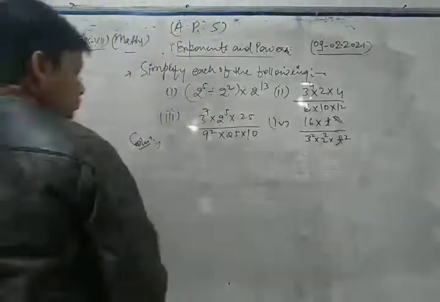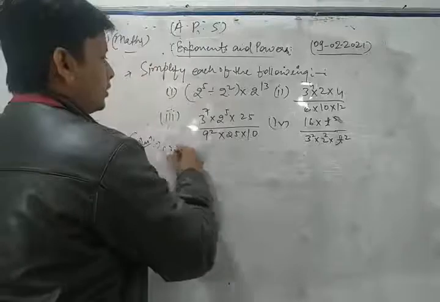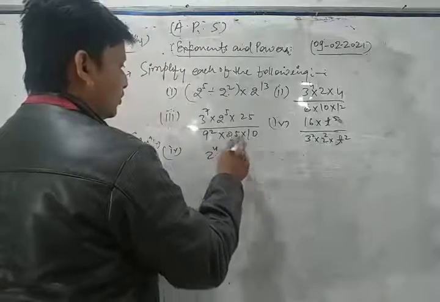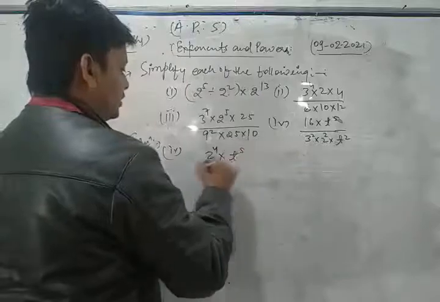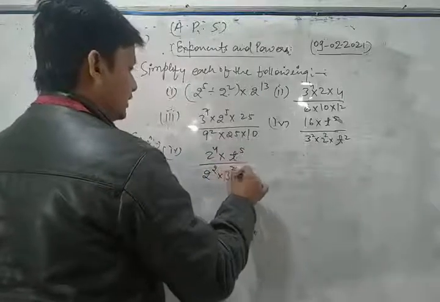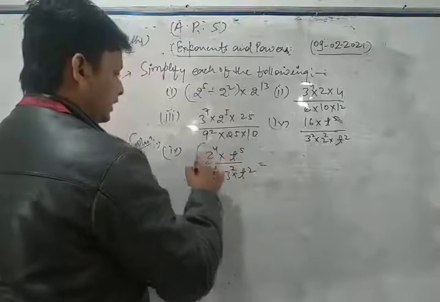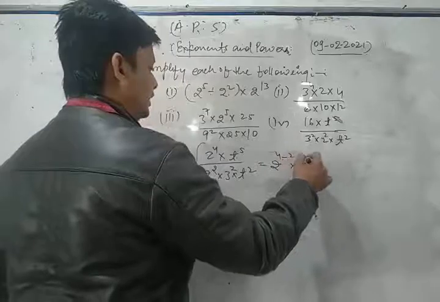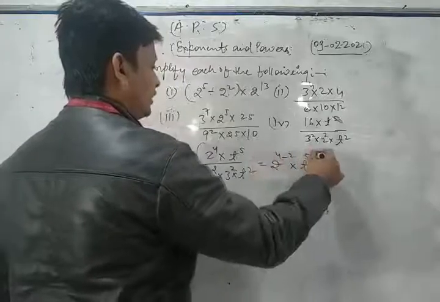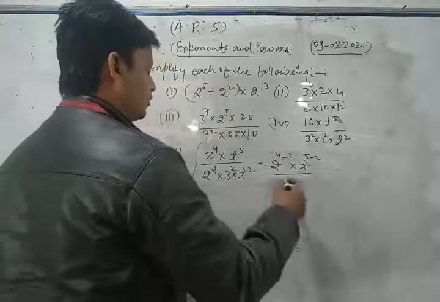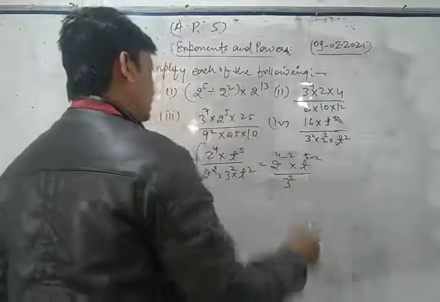The last part of this question is what? First of all, we write 16 as 2 power 4. We write t power 5 as it is, upon 2 power 2, 3 power 2, as it is. Now here we apply the laws of exponent. t power 2 minus 4, minus 2, and t power 5 minus 2. And in denominator we have 3 power 2 as it is.